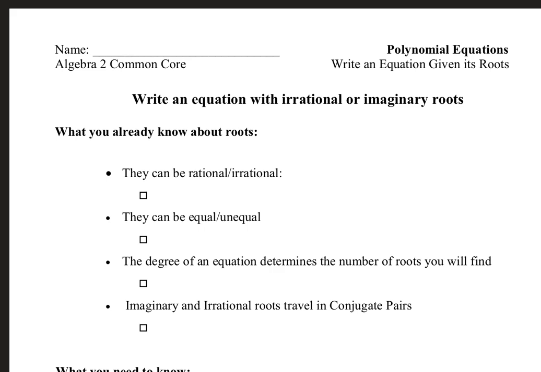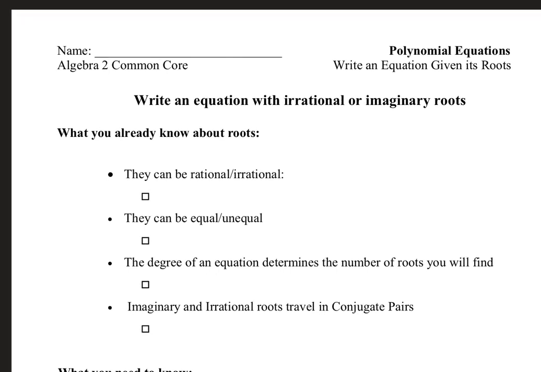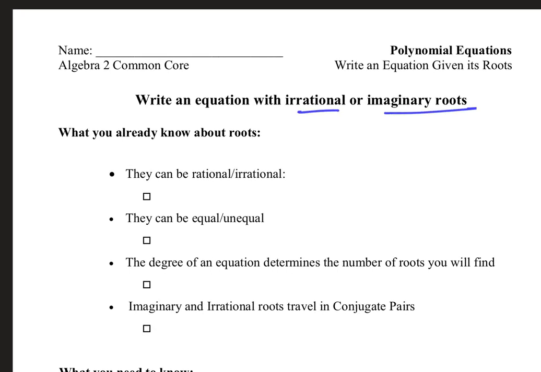All right, now we're going to be writing an equation with irrational or imaginary roots. So this is a little different, but one thing that you already remember about roots is that they can be rational or irrational. You know that if they're rational, it's like 7 or a half. Anything can be written as a fraction or as a whole number. And then irrational is anything with a radical still left in it.